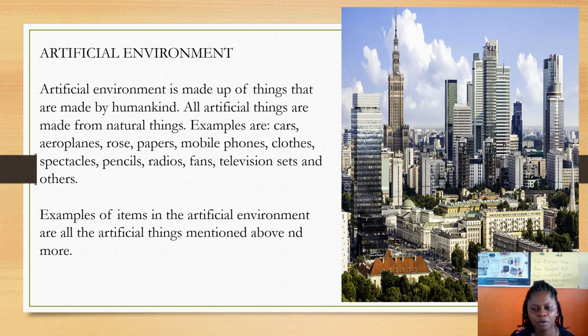The second type of environment is the artificial environment. The artificial environment is made up of things created by mankind. Examples of such things include cars, buildings, airplanes, radios, television, and so on. In the picture right there, you could see examples of things that make up the artificial environment.